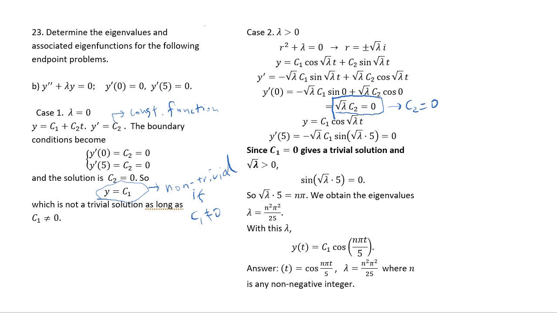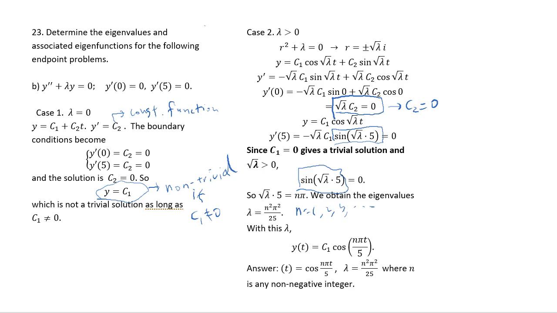If C2 is 0, then if you plug in 0 here, you end up with y equal to C1 cosine square root of lambda t. And then again, if you plug in y prime of 5, since C2 is 0, you don't get C2 at all. You only get this part. That has to equal 0. And again, C1 can't be 0. And since this is positive, the only way that this entire thing could be 0 is when this part is equal to 0. When that part is equal to 0, again, you know that the thing inside should equal n pi. Solve for lambda. You get your lambda values from n equals 1, 2, 3, and so on.